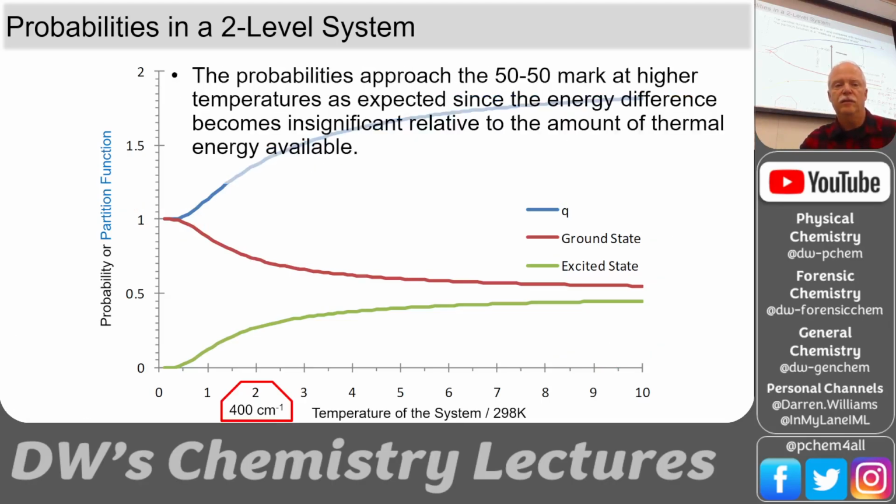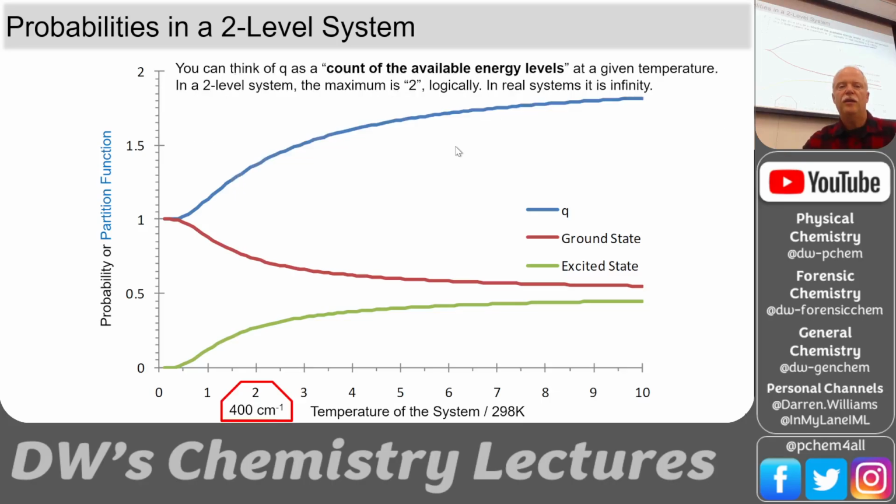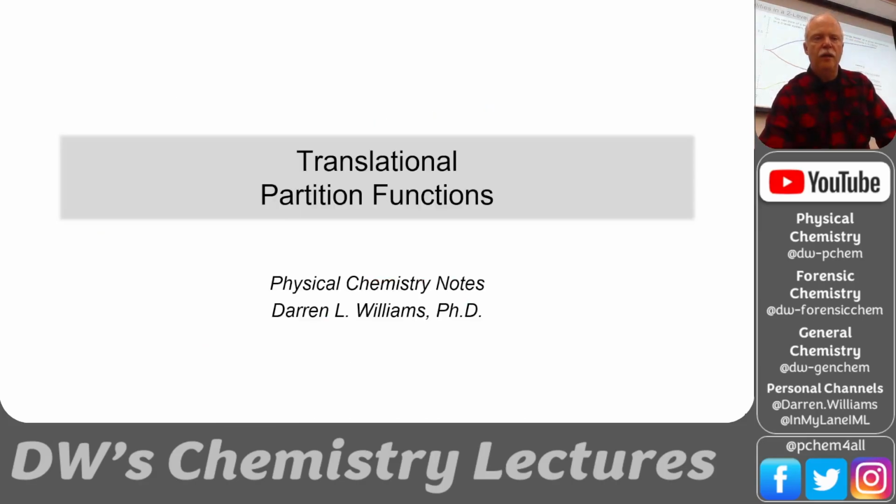And so in this case, again, the system reaches 50-50 at higher temperatures. And then you can just think of Q as a count of the available energy levels. So when we're dealing with some problems later today, we're going to get into argon in a room or whatever, and there's going to be like 10 to the 30 energy levels at room temperature. So that's a huge number of energy levels that are populated. So that's it for the review on the Boltzmann distribution.